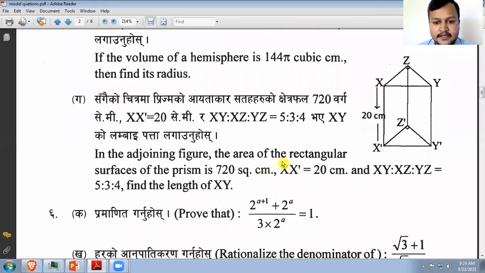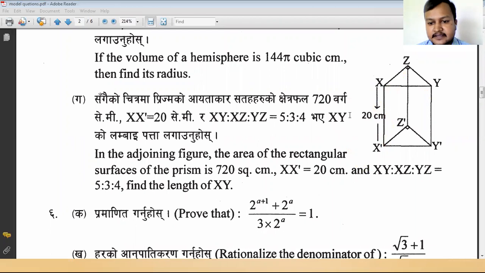Here in the adjoining figure, area of rectangular surfaces of the prism is 720 square centimeter. XX dash is 20 centimeter. XY is to XZ is to YZ is equal to 5:3:4. Find the length of XY. So here this is the height. 20 means height. Height of prism is 20.